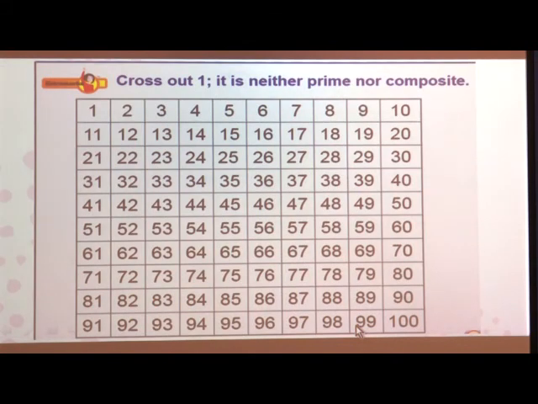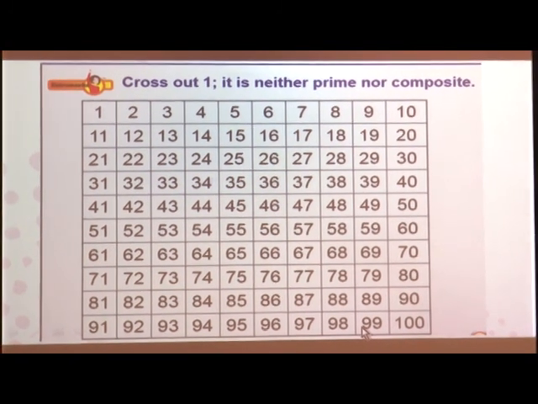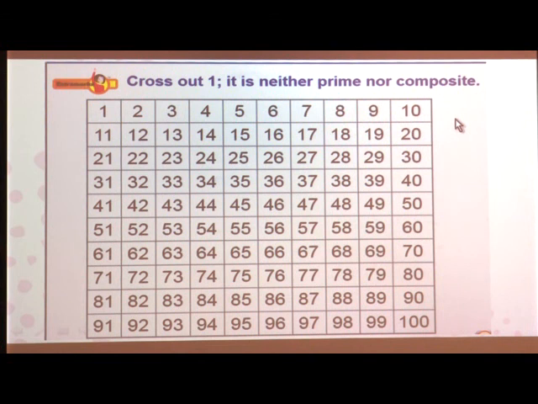Now, we will do an activity. Cross out 1. It is neither prime nor composite. Now, we have to find the prime numbers from 1 to 100. To find this, we have to do an activity: from the given set of numbers from 1 to 100, we first cross out 1 because it is neither prime nor composite.